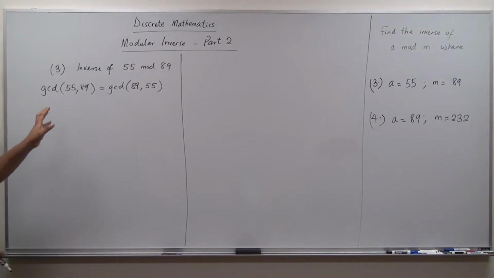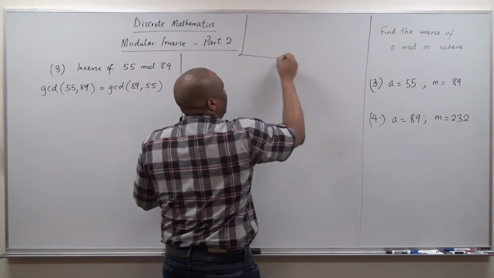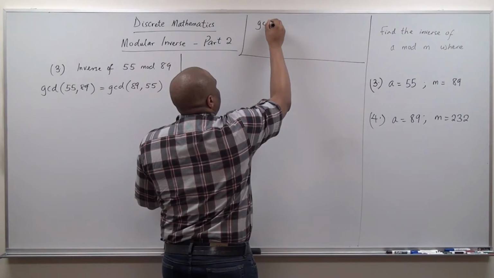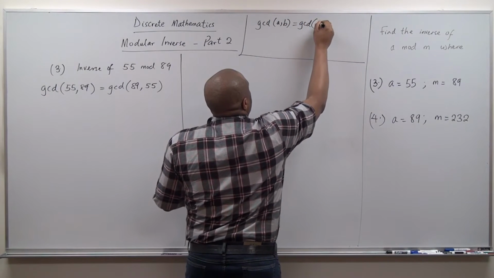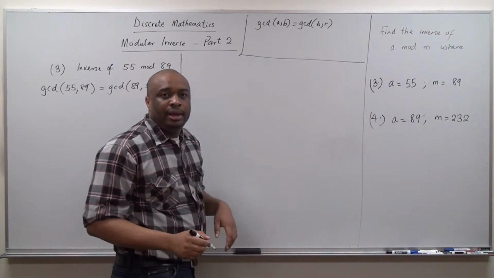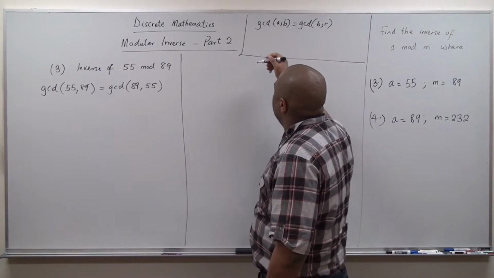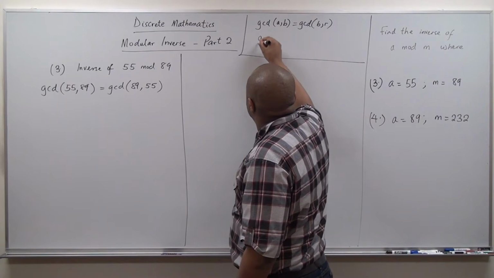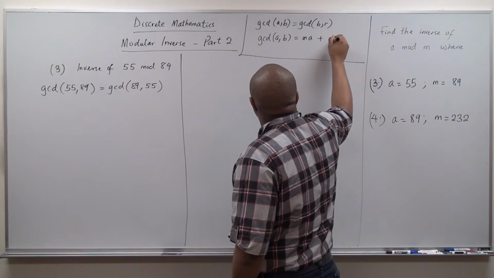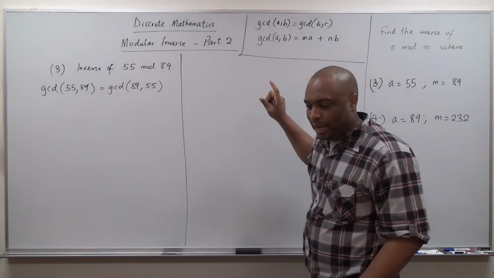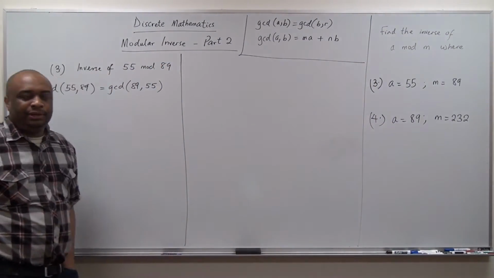Now, just quick notes on what we want to do. I know that GCD of A and B is the same thing as GCD of B and R. And we also have that from our Bezout coefficient, the GCD of A and B is MA plus NB. This is the Bezout identity. I hope we did this in the first video.